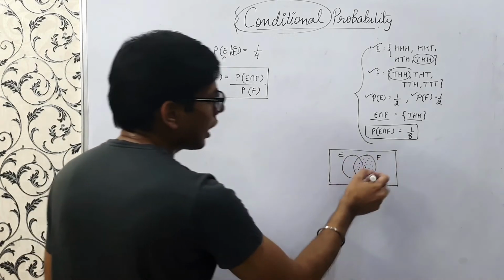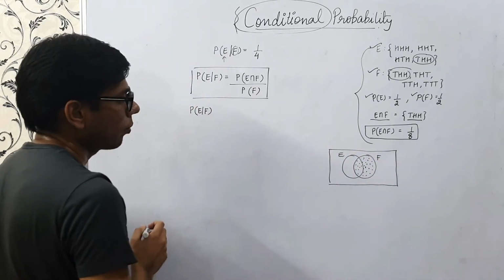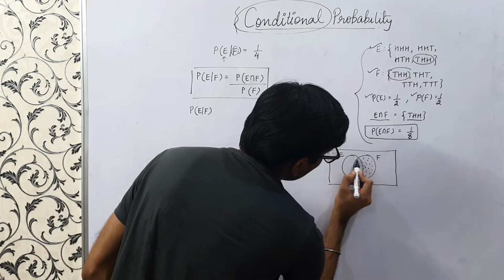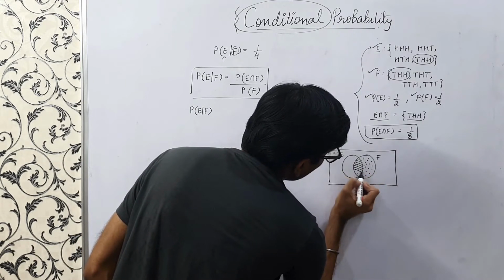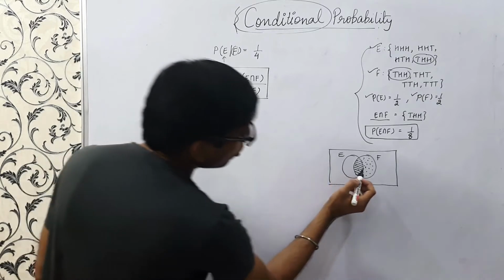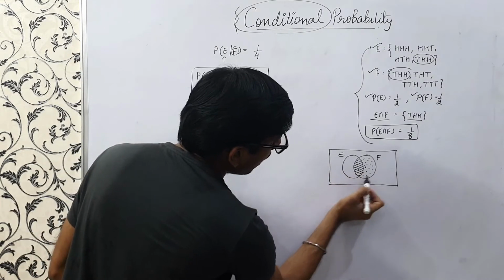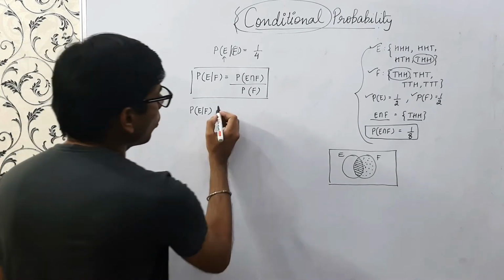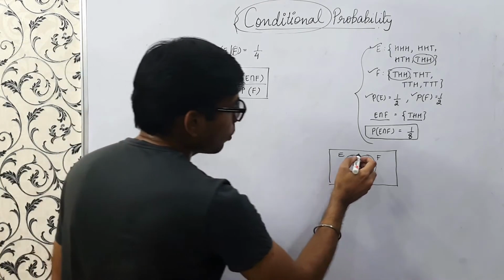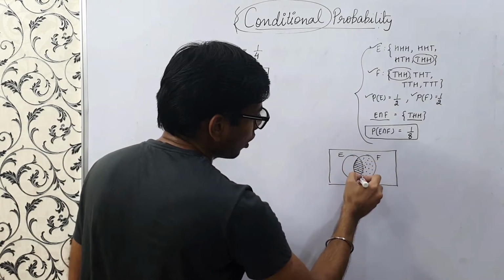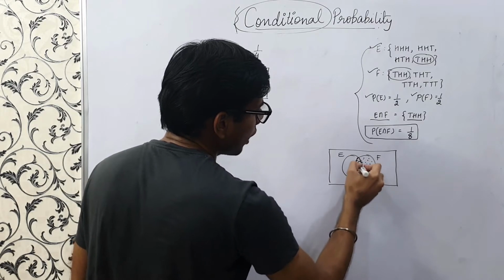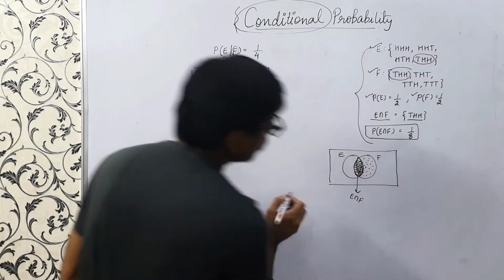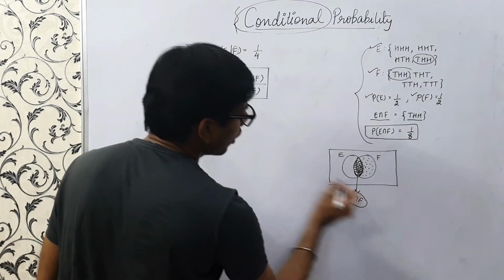हमारा जो F event है वो already हो चुका है. Now we want to calculate the probability of E. So E is this one. We want the probability of this slant line out of this full F event. So what is the favorable? This is the intersection part, E intersection F.